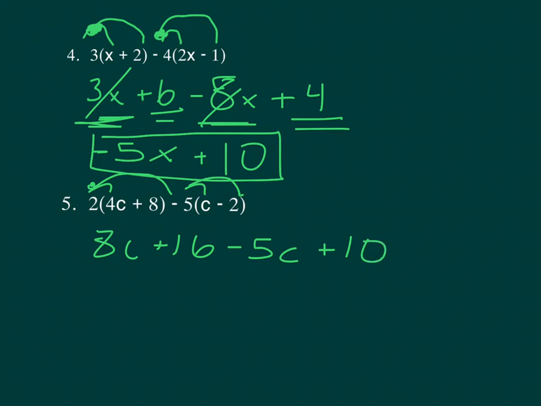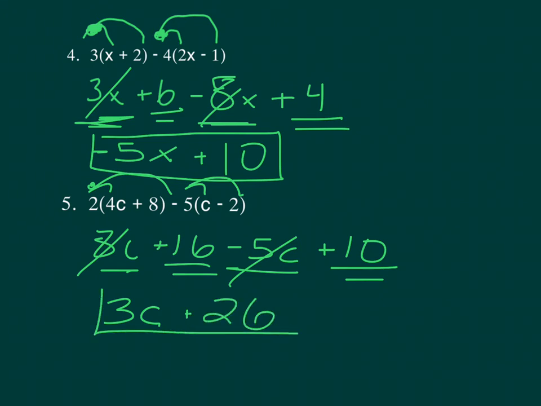And now we just combine like terms. 8c and negative 5c. So that's 8 minus 5, that's 3c. And then 16 plus 10, we add those two numbers together. 16 plus 10 is 26. Again, they're different types of terms, so we cannot combine them together.